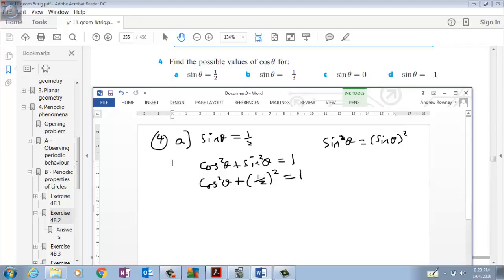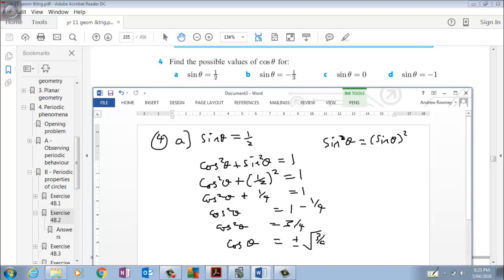And we have to now solve for cos. So first thing is to square the half. So we'll have cos squared plus a quarter, because a half times a half is a quarter. Now we take a quarter over to the other side. So we have cos squared equals 1 minus a quarter. So cos squared equals 3/4. And now to get rid of the square, we square root. And when you square root, you'd have a plus or minus. So it's plus or minus root 3 on 4.